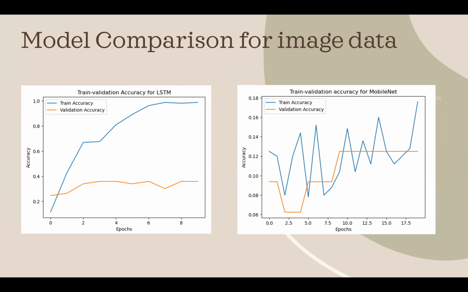Here, the second graph examines the training and validation accuracy. While both the models show increased accuracy with each epoch, LSTM has a lower training accuracy compared to the MobileNet. However, LSTM maintains a consistently higher validation accuracy, indicating its strength in preventing overfitting.